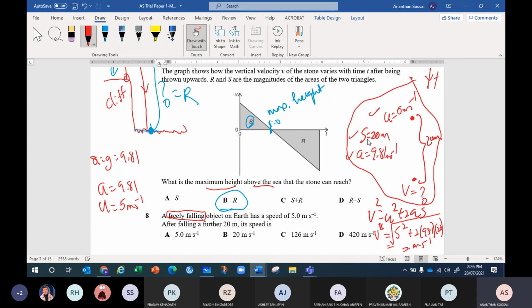Okay, so what do you get by applying this? 5 squared plus 2 times 9.81 times 20. Okay, so you get 20. The answer given is 20? Yeah. Okay, please take down before we go to the next one. Let's give you 1 minute.